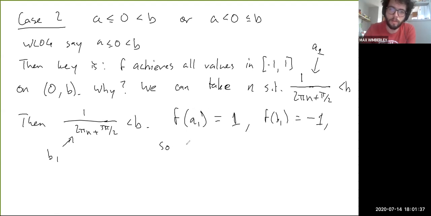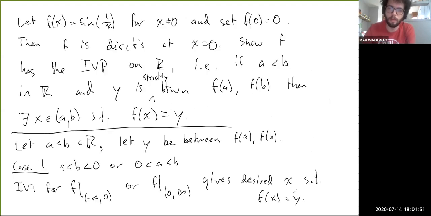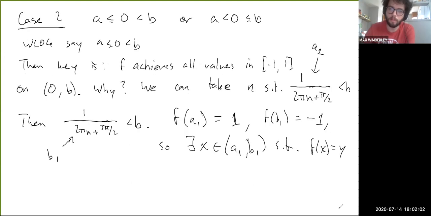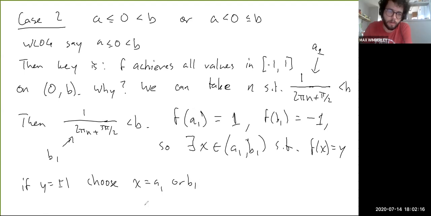So there exists an x in (A1, B1) such that f of x equals y, where y is the original target value that we're trying to hit, because automatically -1 is less than or equal to y less than or equal to 1, right? So if y equals plus or minus 1, choose x equals A1 or B1 accordingly.